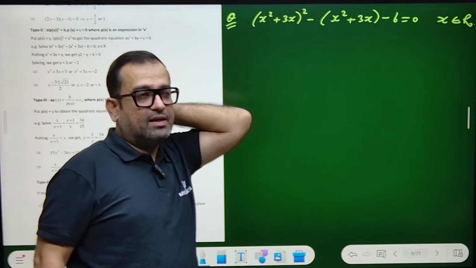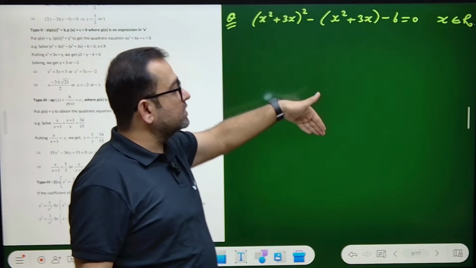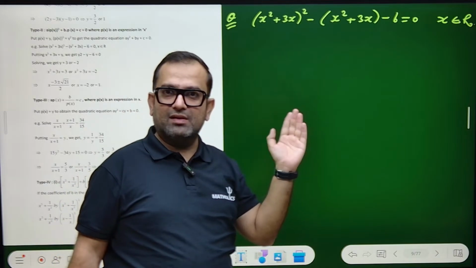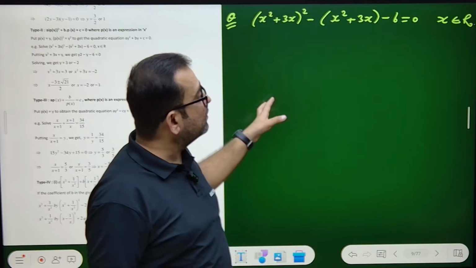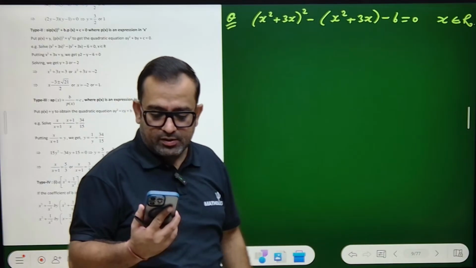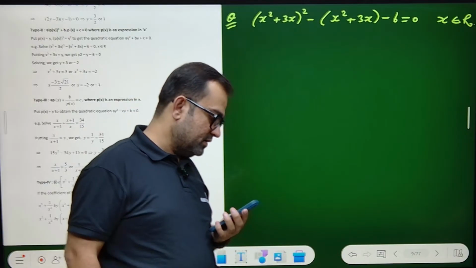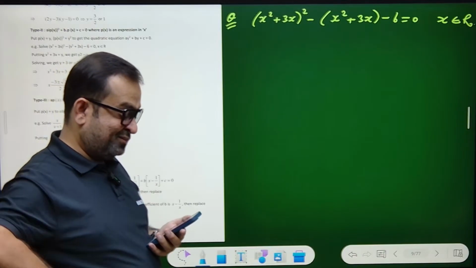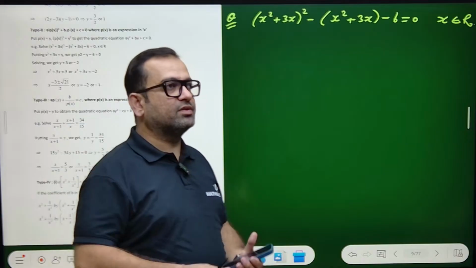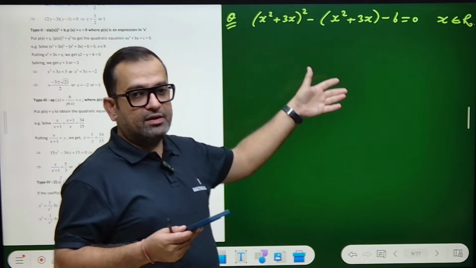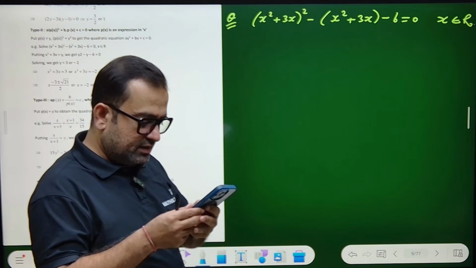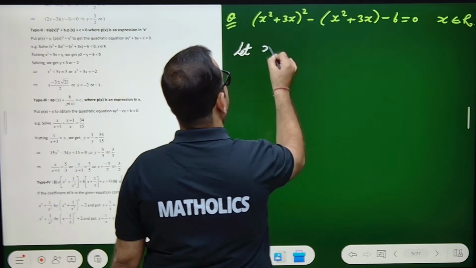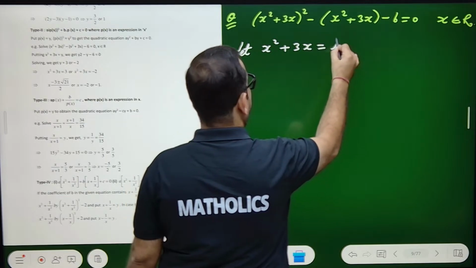Can any one of you tell me what to do, how to reduce it to a simpler equation? We have to let something, just as in the previous question we have done x square equals to t. So in this question, what term must we let so that this question becomes easy, easier, easiest? No, we'll let x square plus 3x equal to t.